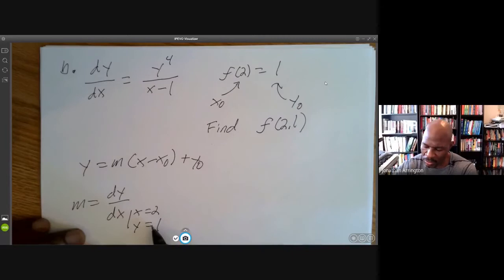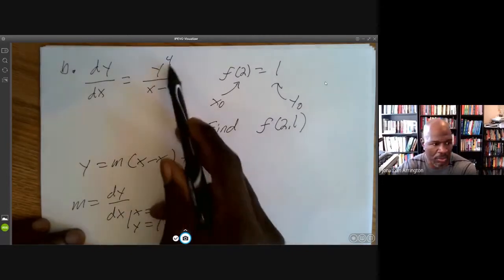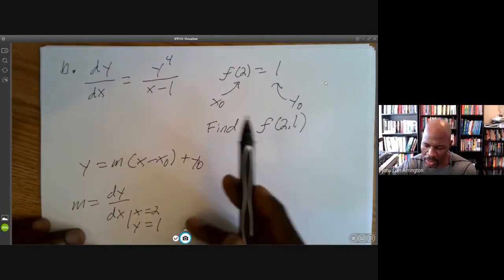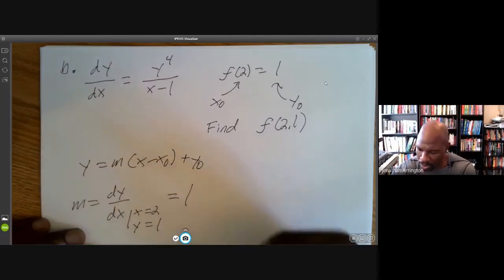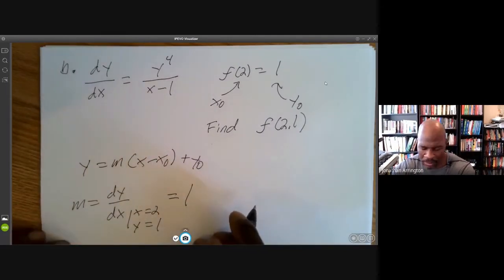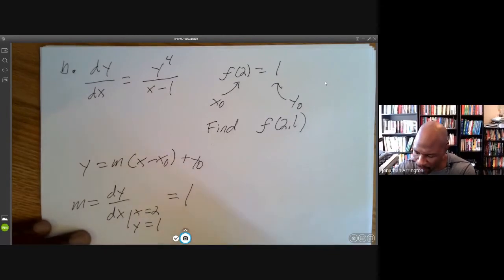But we can look at it. If we plug in 1 for y, that's 1 to the fourth, that's 1. And we plug in 2 for x, that's 2 minus 1, that's 1. So that slope is 1. So we now have enough information to write the equation of the tangent line.